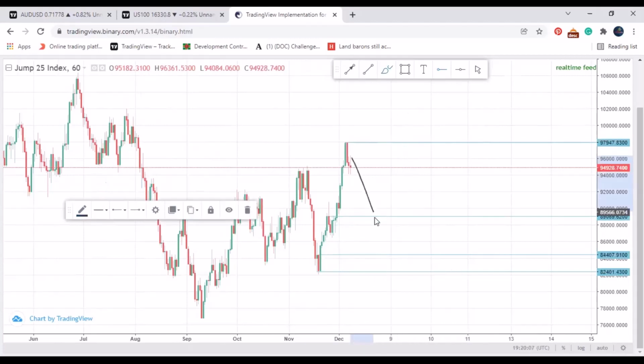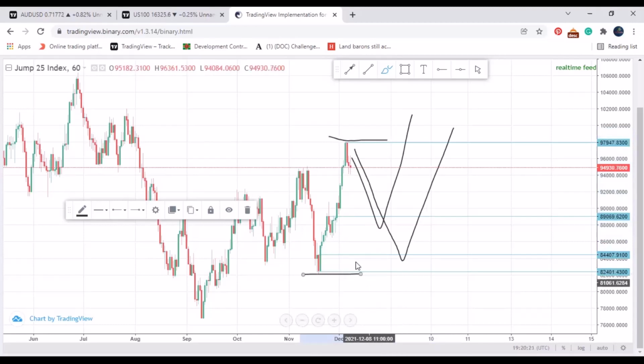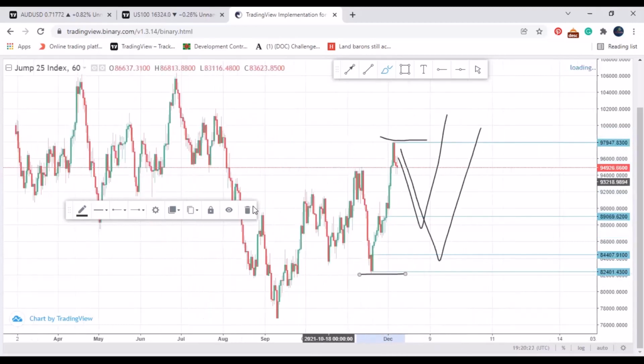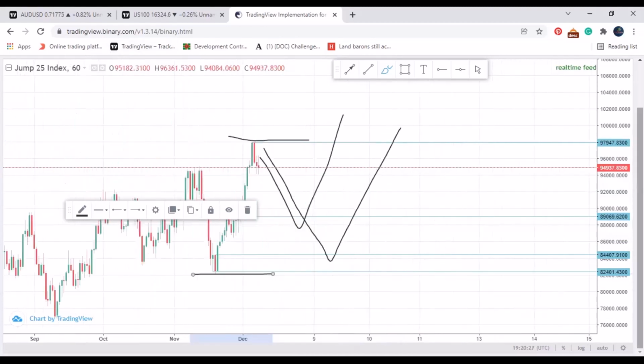So what we are looking for is price coming to retest this and going up like that, or price coming and retesting this and going up like that. This is what we are looking for, because this is our trading range. You understand? Let's look at another example, because this seems confusing.